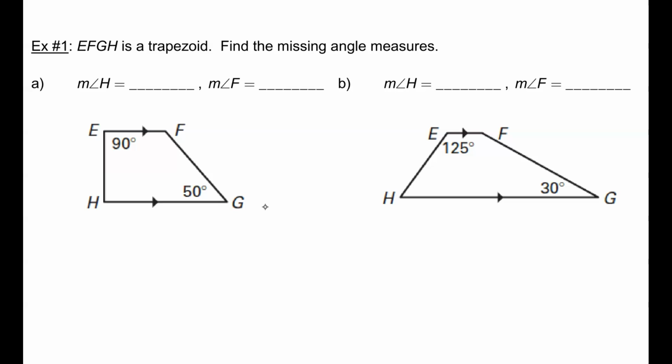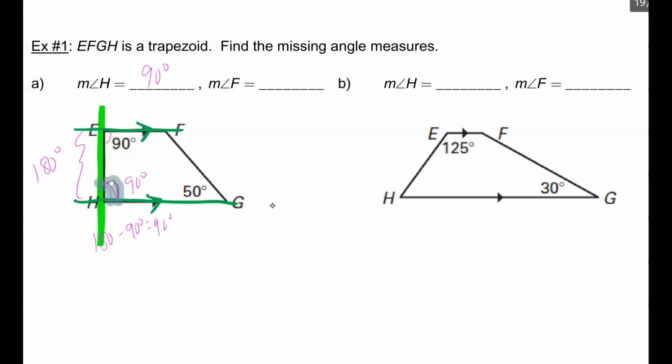All right, EFGH is a trapezoid. Find the missing angle measures. Okay, so here are the two parallel sides. That means this transversal that goes through the two parallel sides, these angles must be supplementary. These two angles must add up to 180 degrees. So if I take 180 minus 90, I get H is 90 degrees. So this must be a 90-degree angle as well.